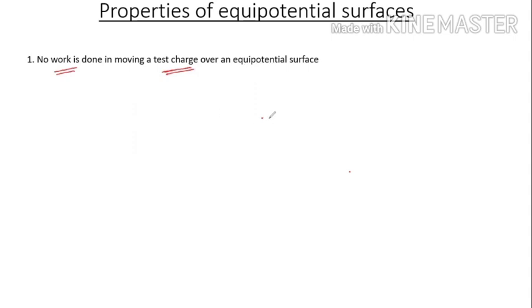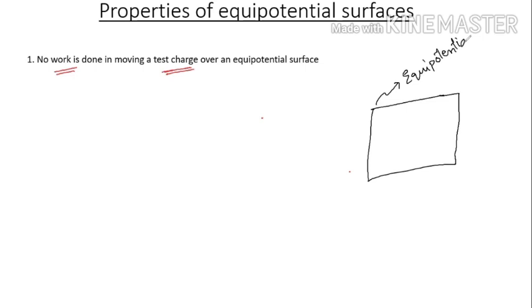So let's just understand what happens here. Let's assume that you have an equipotential surface. This is any surface, and since this is equipotential, the potential value will be the same at every point. Let's assume that you have 2 points, A and B. The potential at A is equal to the potential at B, and let's assume that potential is V here.